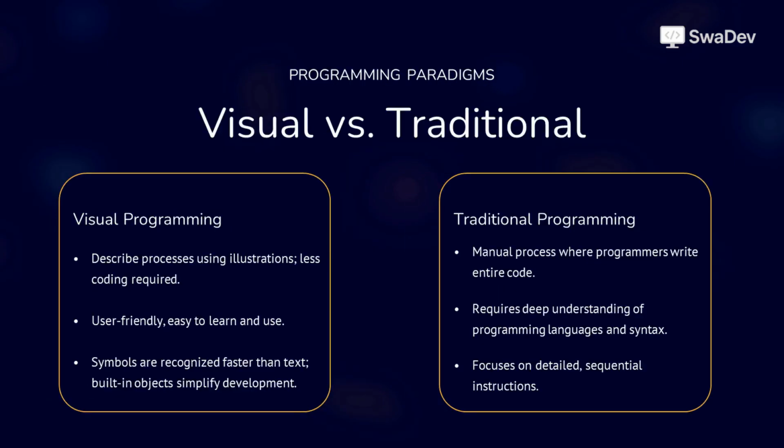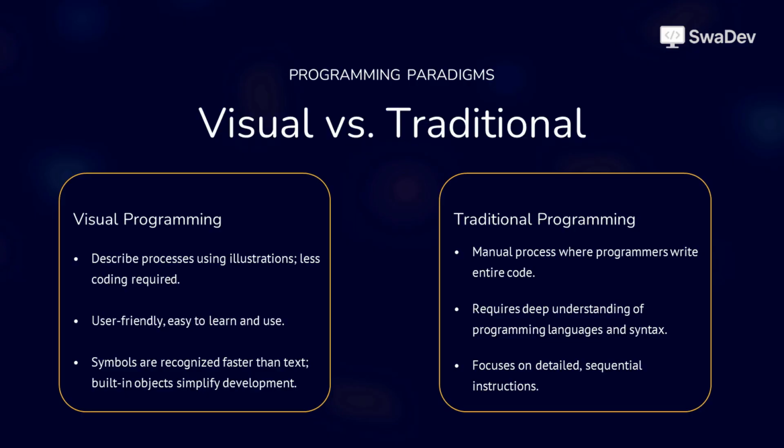After learning about software development approaches, now we can learn about programming paradigms. There are two types: the first one is visual programming, and the other one is traditional programming. Like GUI and CLI, visual programming and traditional programming also have some differences. Visual programming describes processes using illustrations and requires less coding. But traditional programming is a manual process where programmers write the entire code.